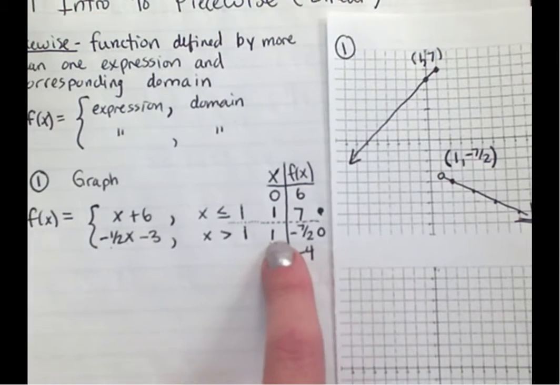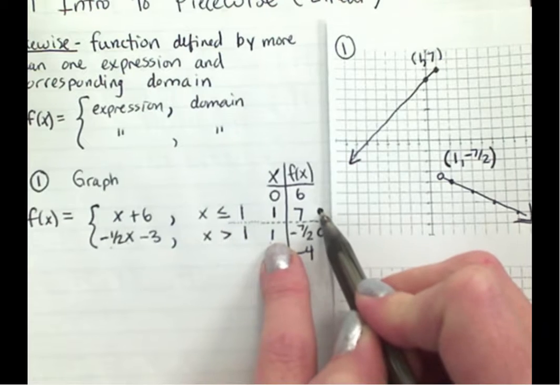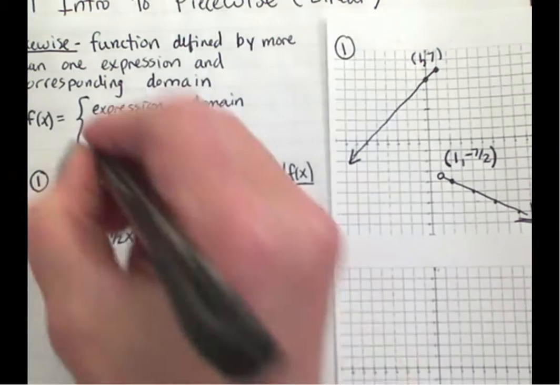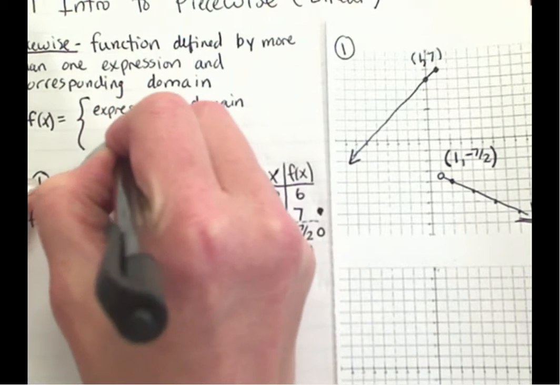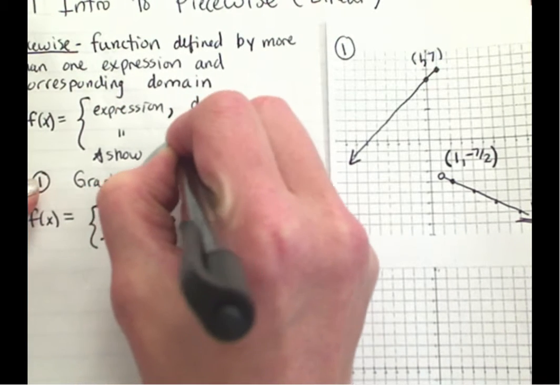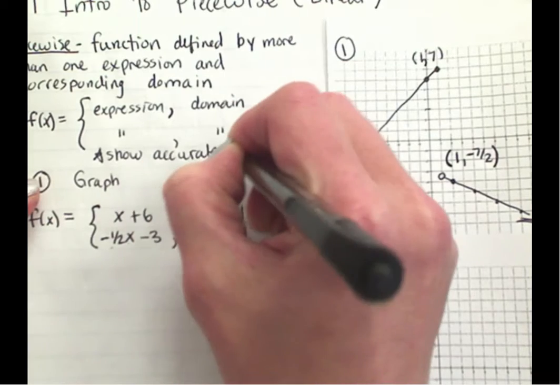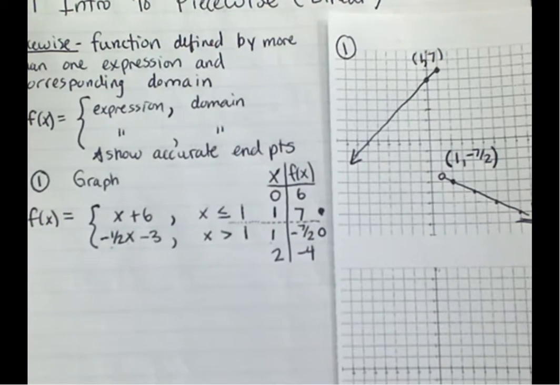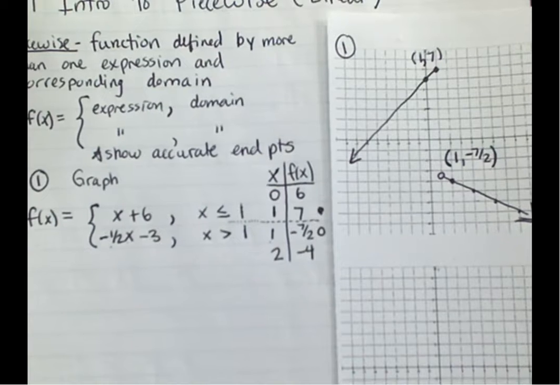Okay. Are my endpoints correct? Included? Not included? Yes. You have to show accurate endpoints. Wherever they are, you have to have endpoints on your segments in the correct spot, labeled so that I can see where they are.